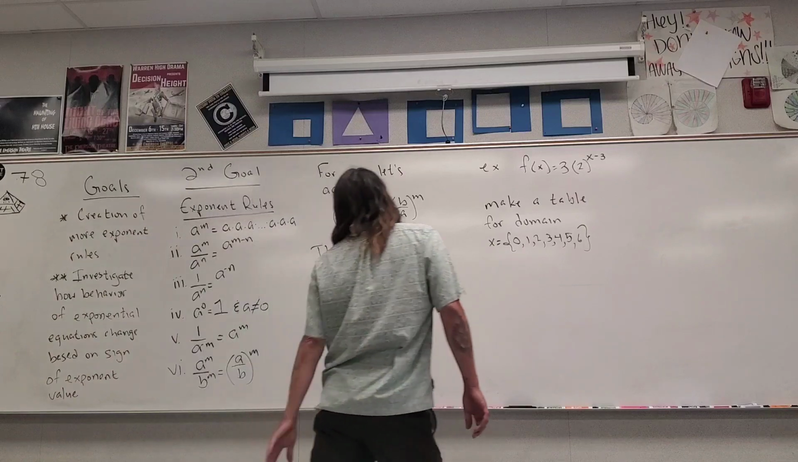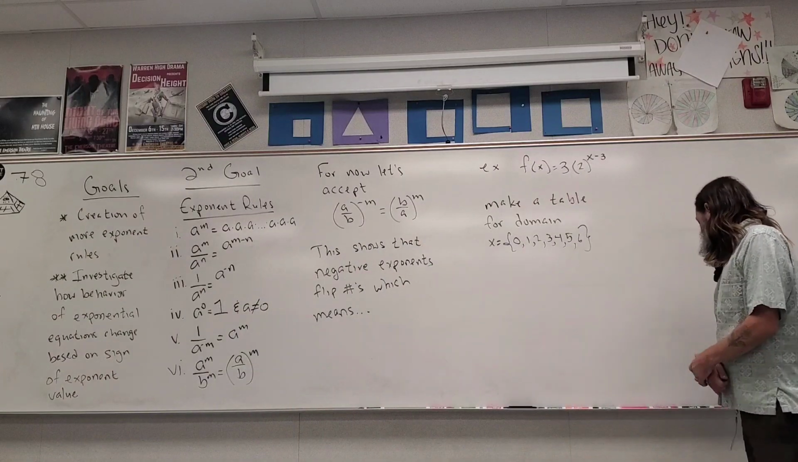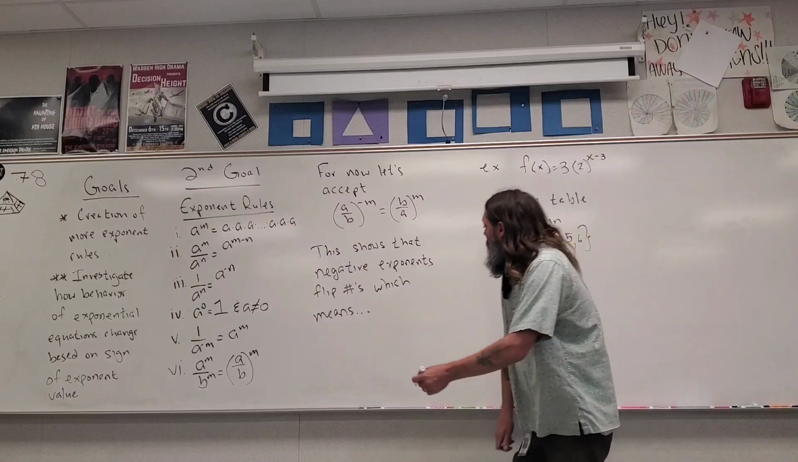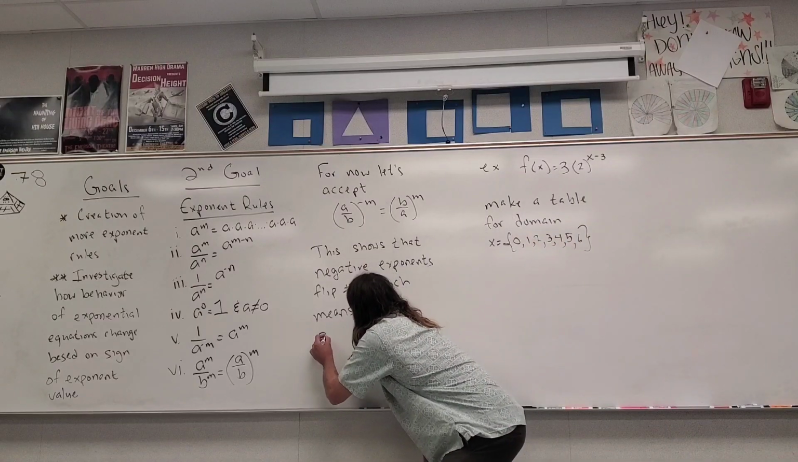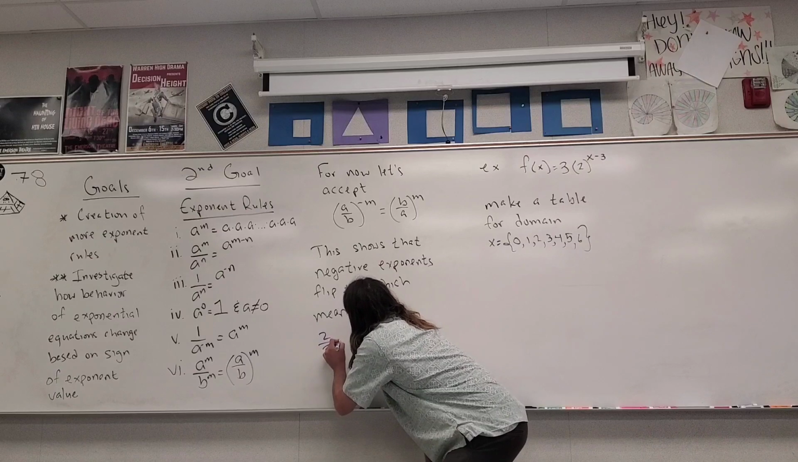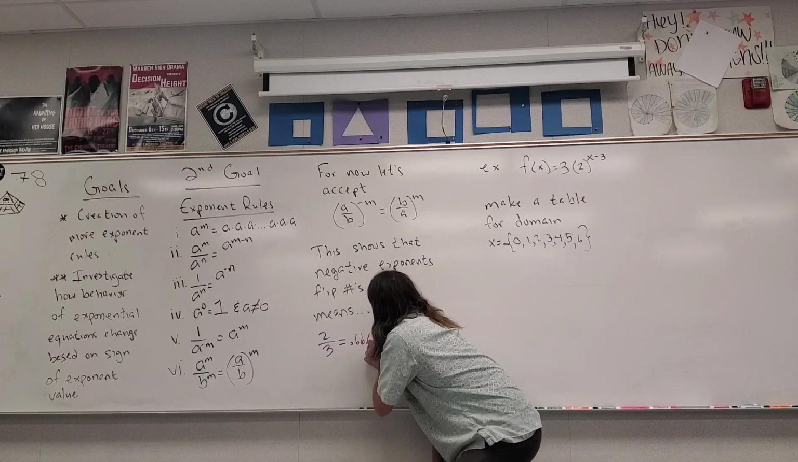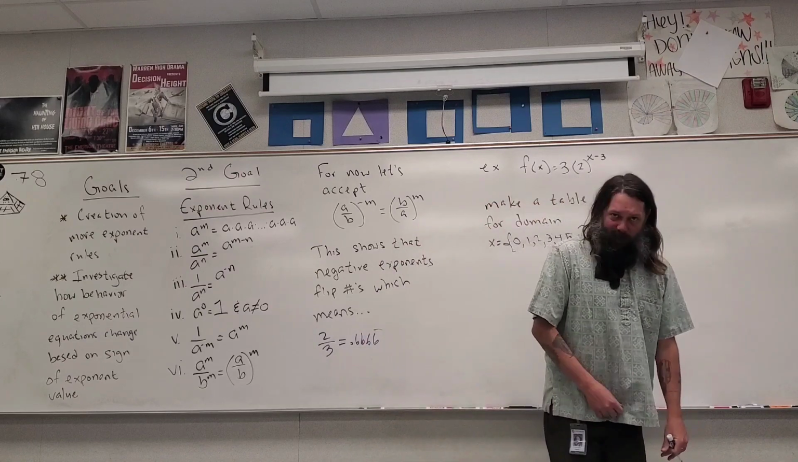So this shows that negative exponents flip numbers, which means, let's look at it, let's flip a number. If I have the number 2 over 3, that's equal to 0.6666, and that just repeats.